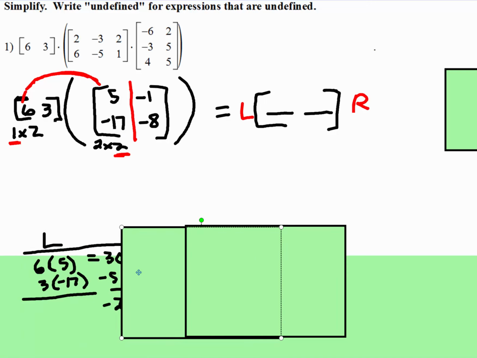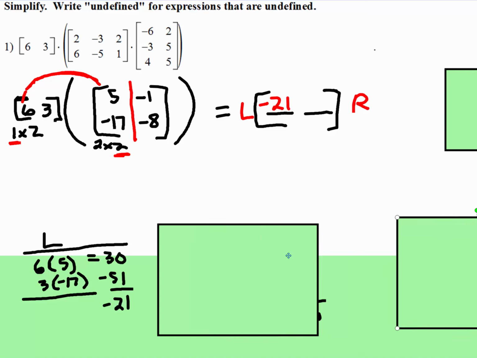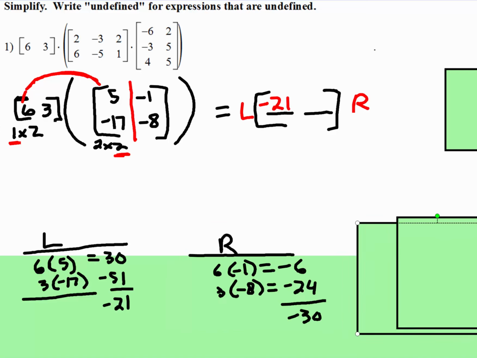See if that's what I did here. Yep. So we have -21. And then 6 times negative 1 plus 3 times negative 8. And we have negative 30. And we're done. That's it.